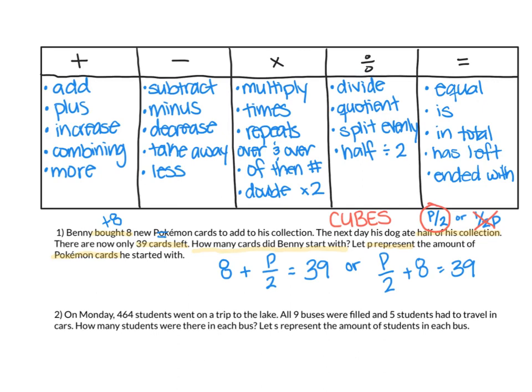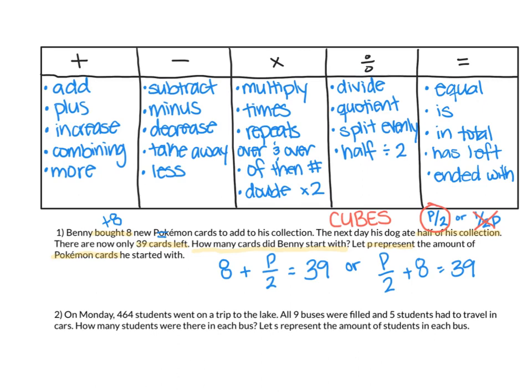Last example, let's go ahead and read it. On Monday, 464 students went on a trip to the lake. All 9 buses were filled, and 5 students had to travel in cars. How many students were there in each bus? Let S represent the amount of students in each bus.